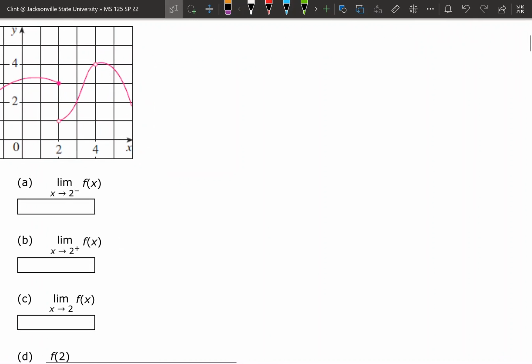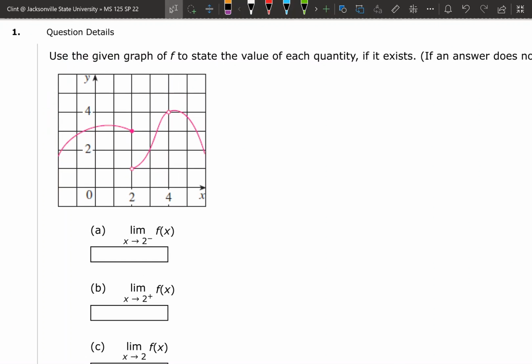Number 1, we're just picking off limits from the graph. So first one, we got the limit as x approaches 2, and then we got that minus sign up there. Remember what that means? From the left, yeah. So we're approaching the x value of 2 from the left. So that's coming in right there. What's that limit going to be? 3, yeah, 3.